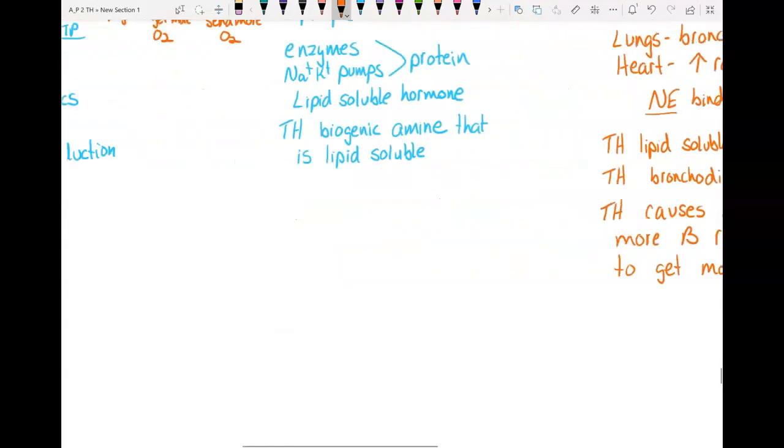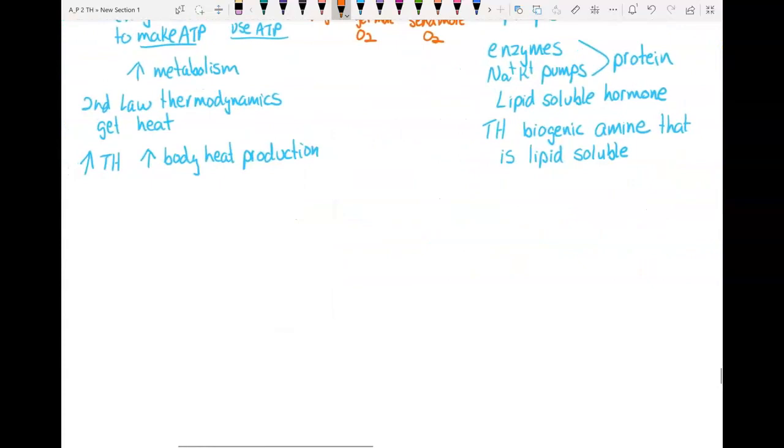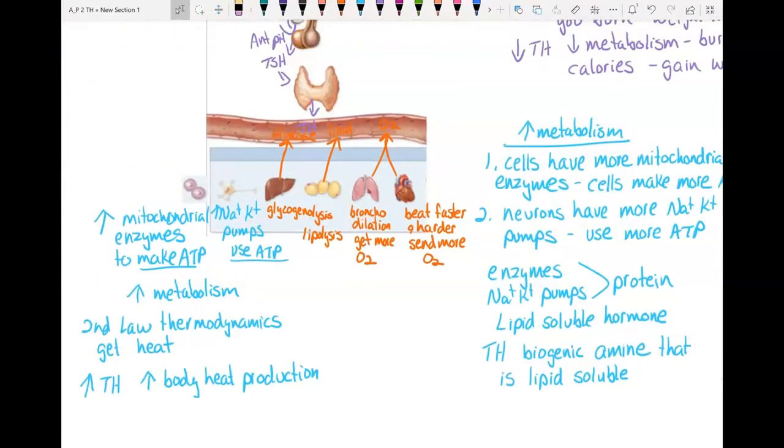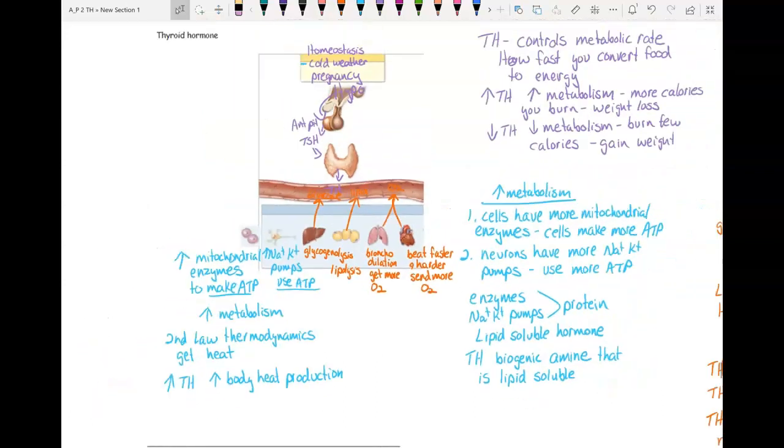So it's kind of a roundabout way here. You get thyroid hormone, it goes to your heart and lungs, and it stimulates them to have more beta receptors. Now that they have more beta receptors, they can bind more norepinephrine. That norepinephrine then causes your lungs to dilate so that you can get more oxygen. It causes your heart to beat faster and harder so that it will send more oxygen. Now that you're supplying more oxygen to your cells, they can make more ATP, and because they have more ATP, your metabolism goes up and you make more body heat. Think of all that stuff together.